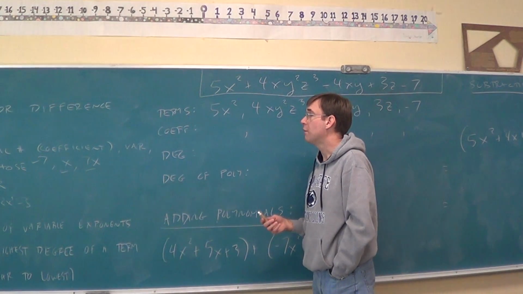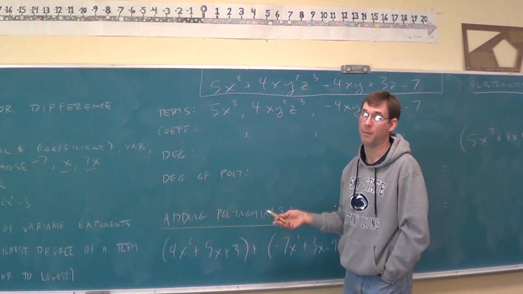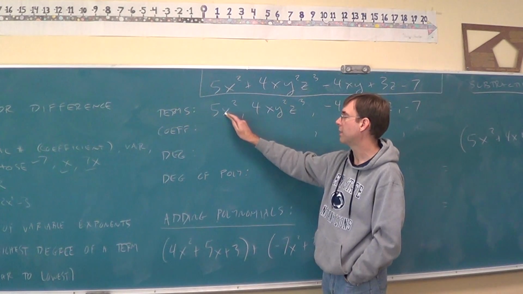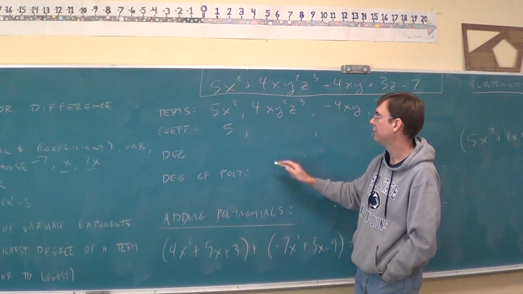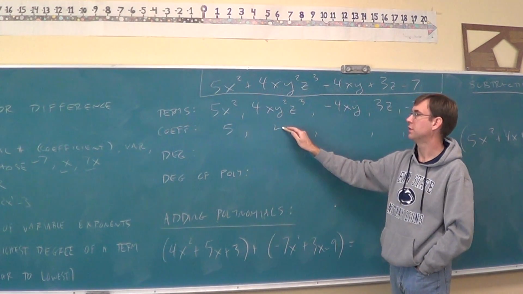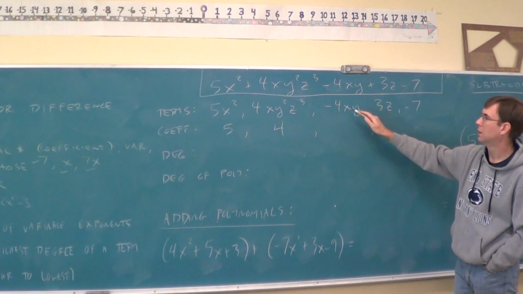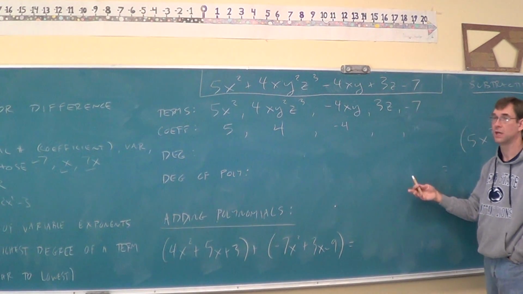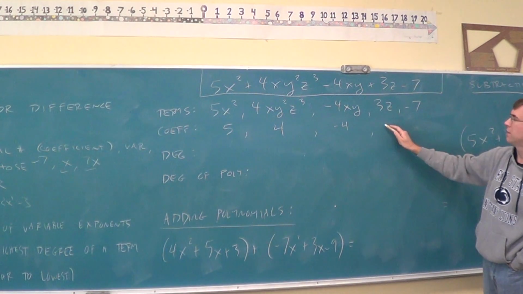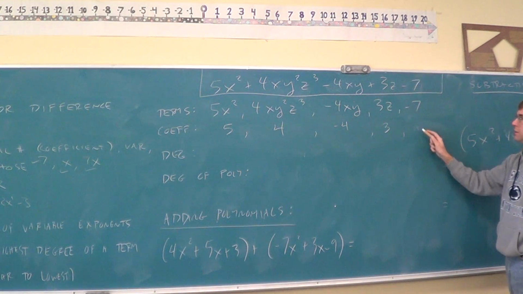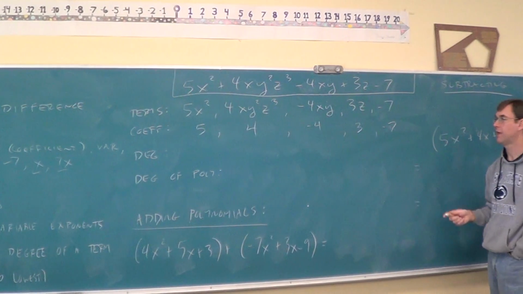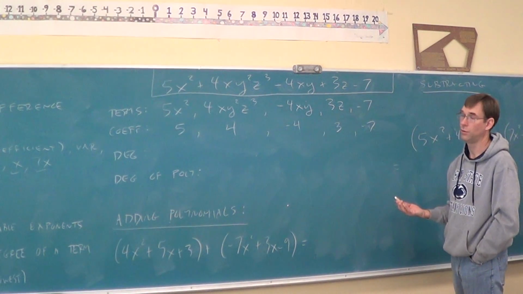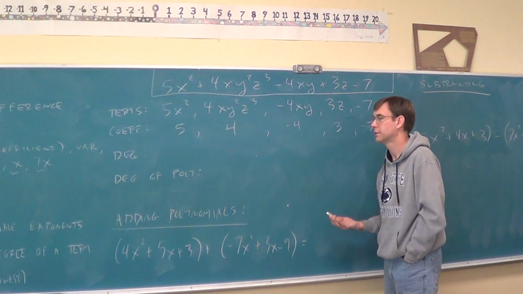If I ask you for the coefficients, we just have to look at the real numbers, the numbers in front. So this has a coefficient of 5, this term has a coefficient of 4, this term has a coefficient of negative 4, the negative terms have negative coefficients. This has a coefficient of 3, this has a coefficient of negative 7. That's the numbers, the coefficients.